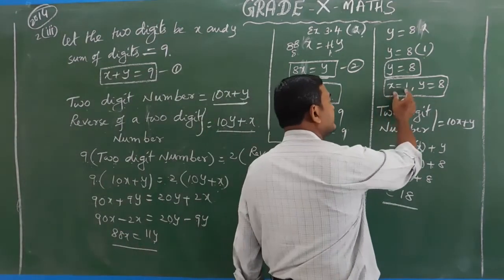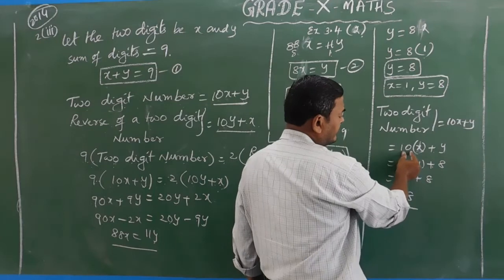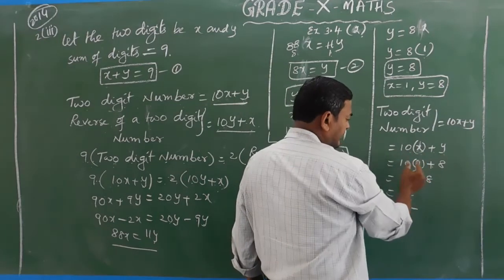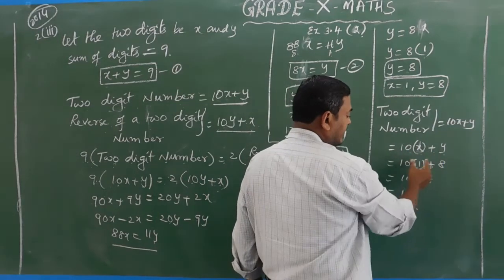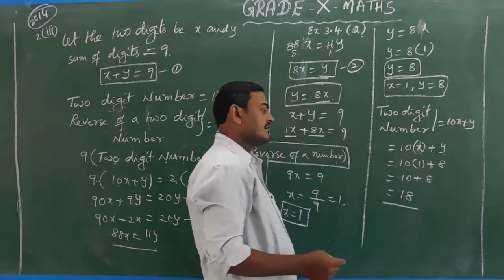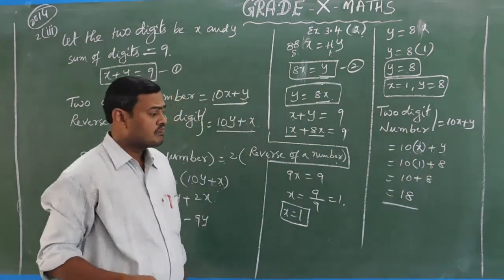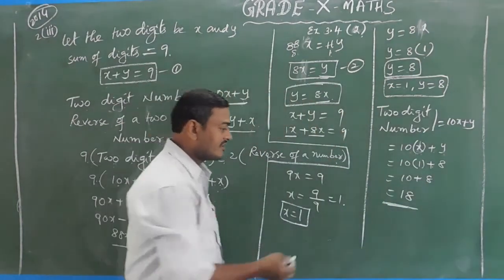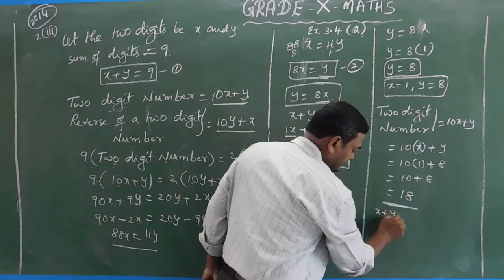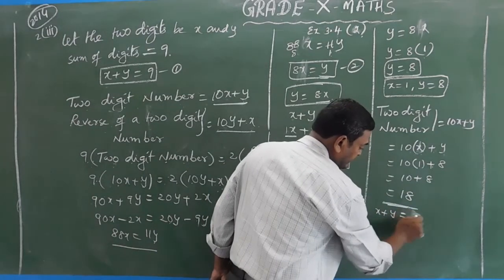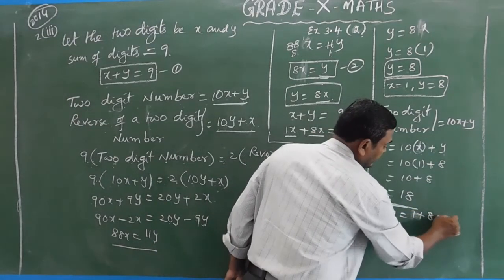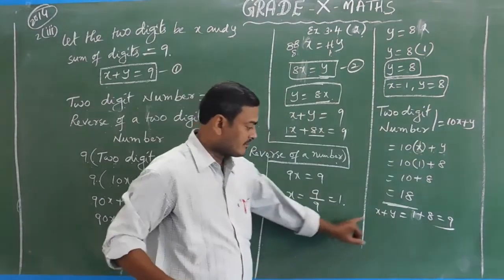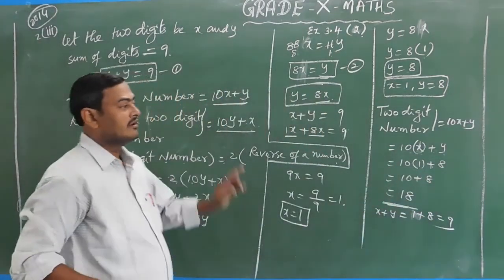So the general form of 2-digit number is 10x plus y. 10 into x plus y, 10 into 1, 10 plus 8, that equal to 18. So the 2-digit number is 18. And then sum of digits x plus y equal to 1 plus 8, that equal to 9. So sum of digits is also verified in the 2-digit number.